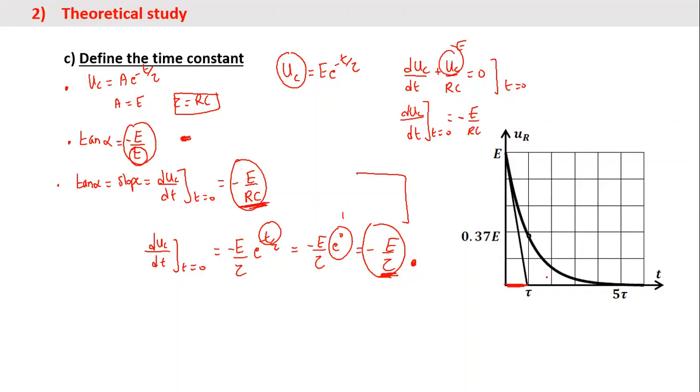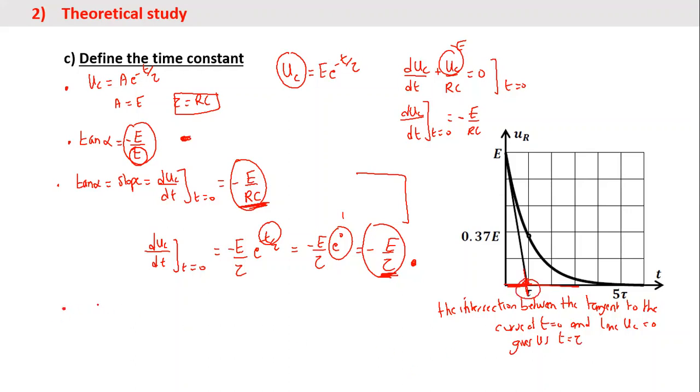But if we have this graph, we don't have to verify. We can simply say that in the case of discharging, the intersection between the tangent to the curve at t equals 0 and the line uc equals 0 is this line here. So this intersection will give us t equals tau here.